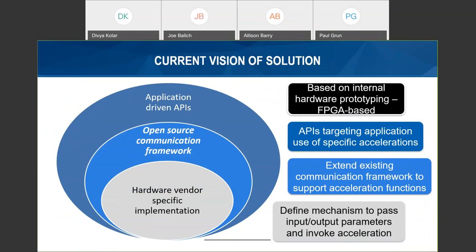To test this concept out, as I mentioned, we built a hardware prototype. This is just to rephrase what I was mentioning earlier. The hardware vendor-specific implementation is what we have done. We have defined a mechanism for specifying the input and output acceleration parameters and for invoking the acceleration, whether you do it locally or remotely, and extended the communication framework to support these different types of acceleration functions. And the API itself is what we're talking about for OFI. This whole thing is based on this hardware prototyping, which is FPGA based. So if you can go to the next slide.